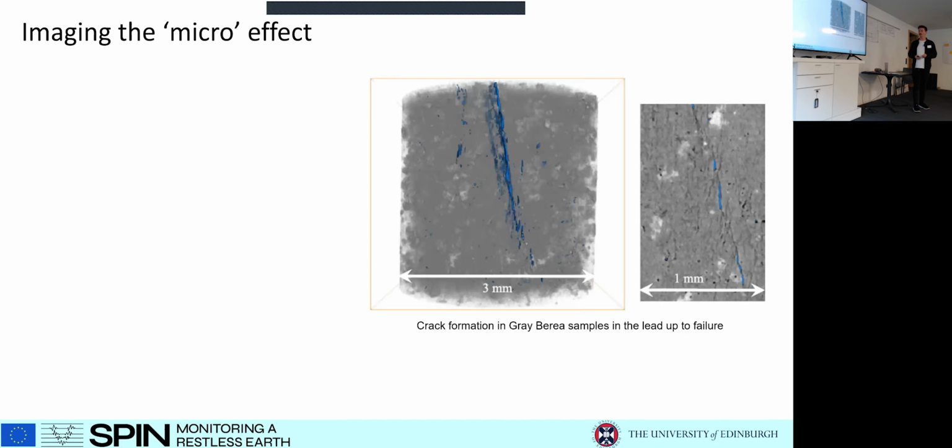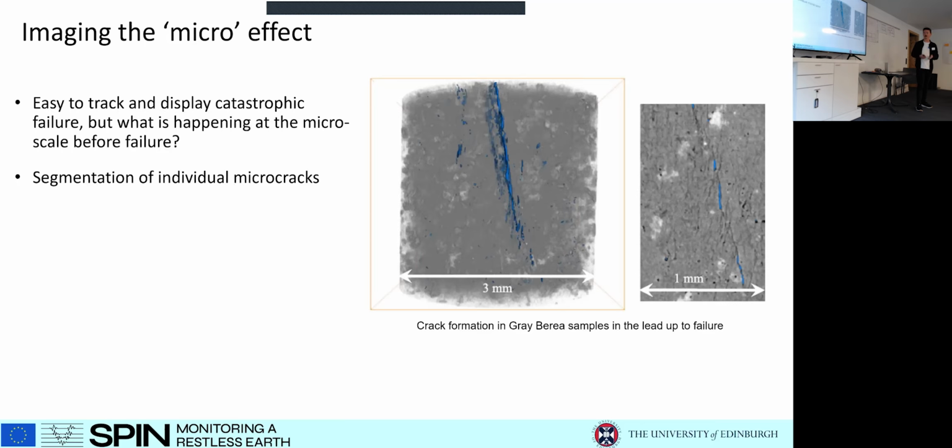And so for this, I've started work on segmenting cracks that have started to develop in the lead up to that failure. This is similar to that 3D model that was created earlier, but instead now we're tracing small micro cracks, which is a little bit finicky, but I think it could be useful. It's easy to track and display catastrophic failure, but what is happening at the microscale before we get to failure? By segmenting individual micro cracks, we can look at how these coalesce into a larger failure band.